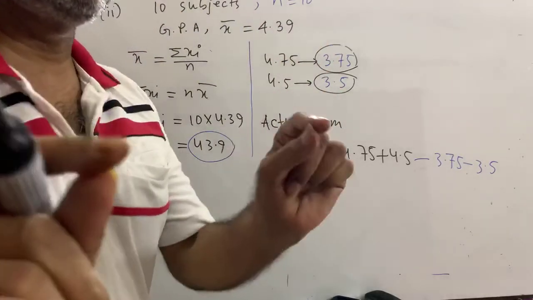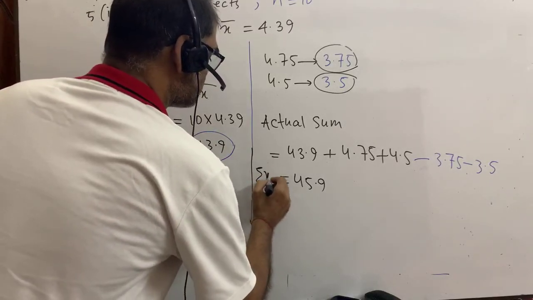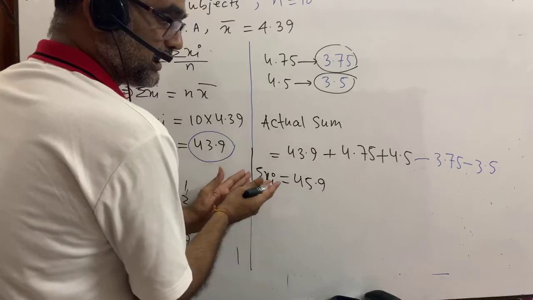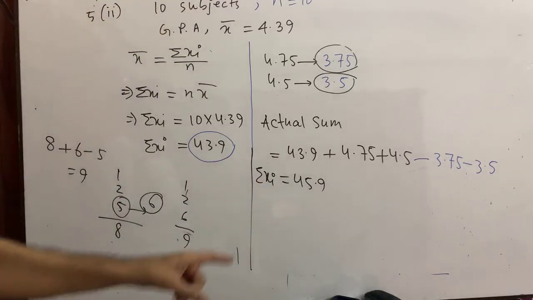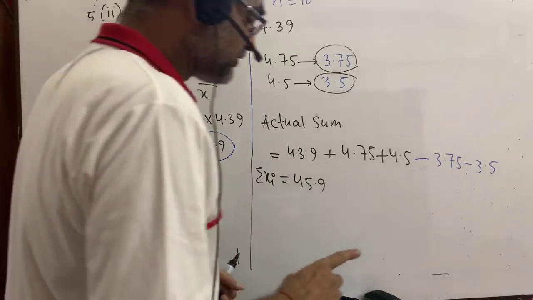It was the actual sum. Actual sum means what here? It is the formula summation xi. This is the new sum. Actually the students got 45.9. Now you have to find the actual GPA.